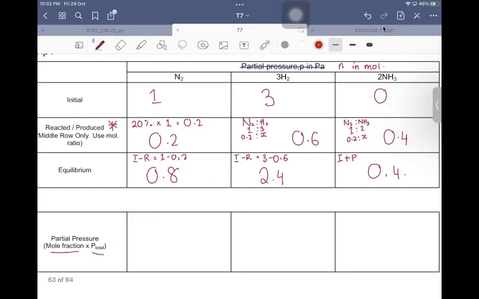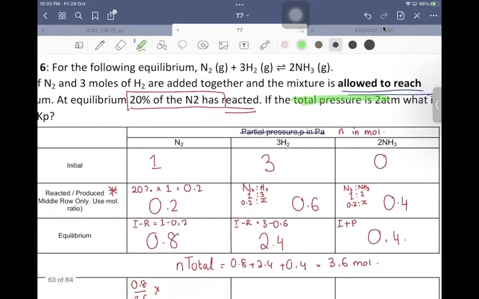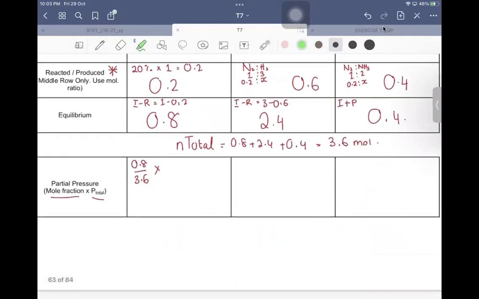Before mole fraction, I need to know the total number of moles, and total is 0.8 plus 2.4 plus 0.4. That should give me 3.6 mole. So I know I'm talking about the number of moles. So if I want the partial pressure, it's 0.8 over 3.6, that's my mole fraction, times by total pressure, which is given as 2 atmosphere.